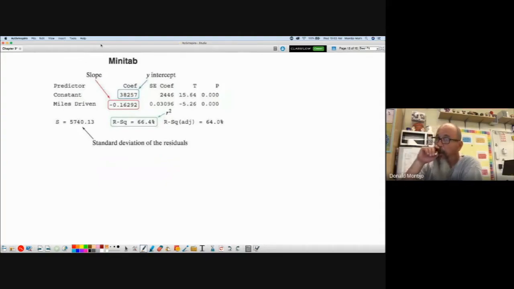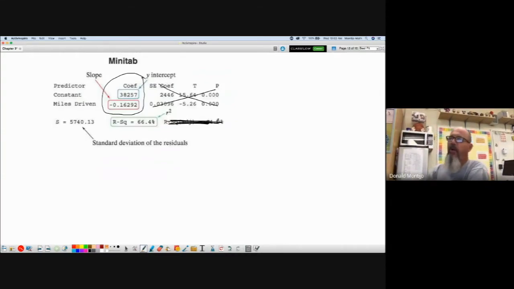Now, what's important to us is what's been highlighted here. We have a constant, and then we have a variable, miles driven. The variable is always going to be the slope. The constant will always be the y-intercept. Pretty much everything we need is going to be under this coefficient column. For right now, we don't need any of this stuff back here, nor do we need this R squared adjusted.